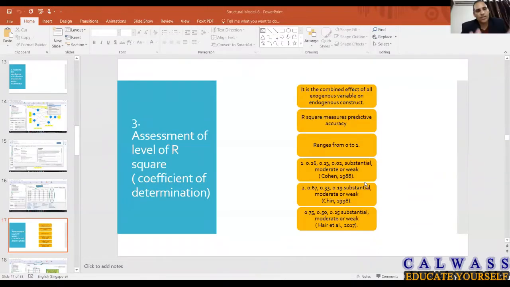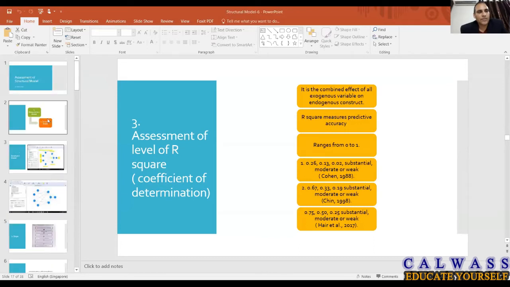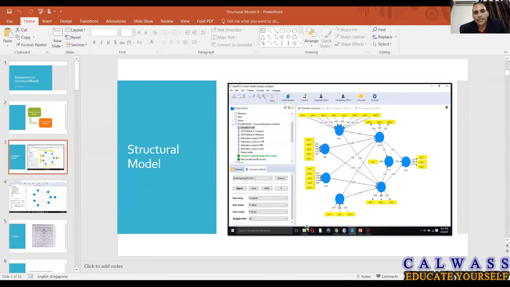If all these things have been done or corrected, only then can you move towards your structure models, right? Whatever we have seen in the previous slides were related to the measurement. Now we're moving toward the structure model. From structure, we mean... so can you see the model?